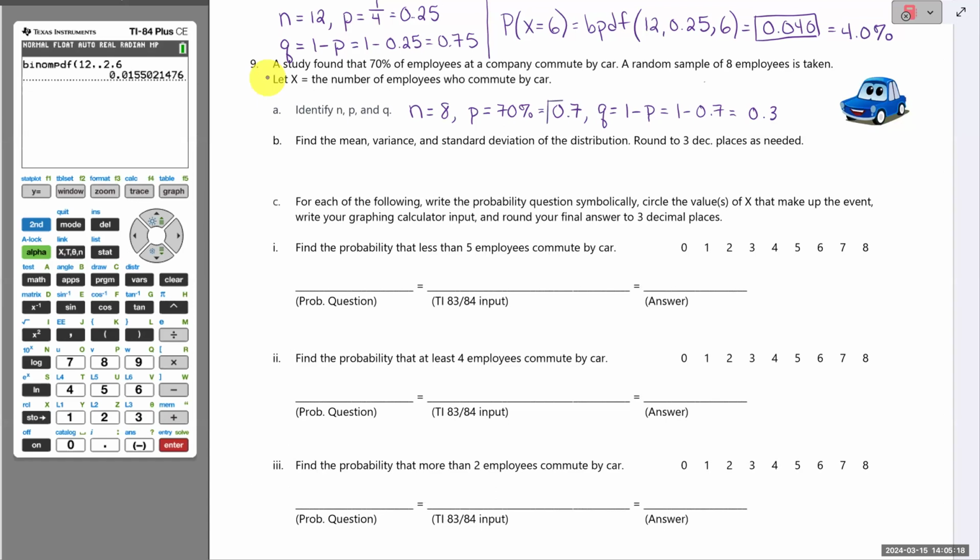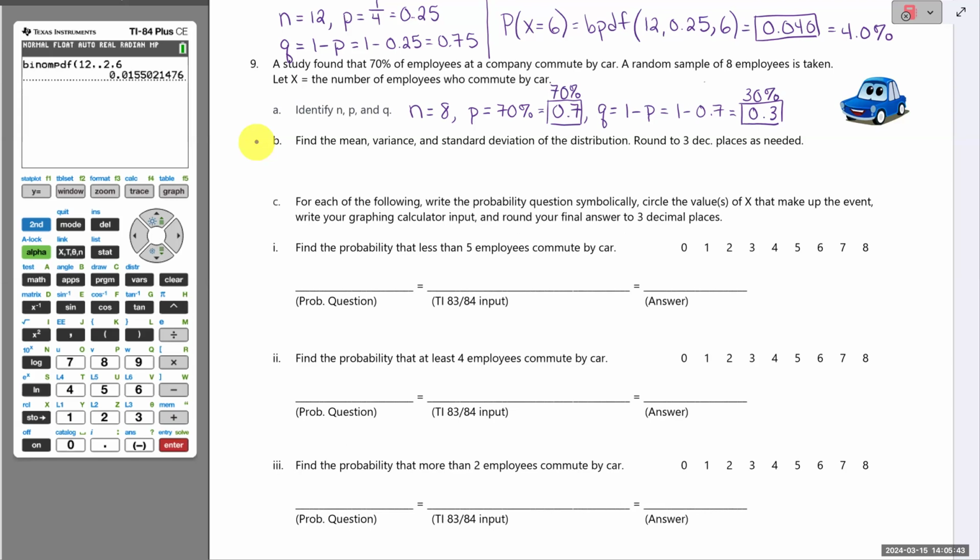All right, so always good to check. P plus Q needs to equal 1. In percents, 70% commute by car, 0.3 would be 30%. So in percents, P plus Q would be 100%. All right, so now we're going to find the mean, variance, and standard deviation of the distribution.